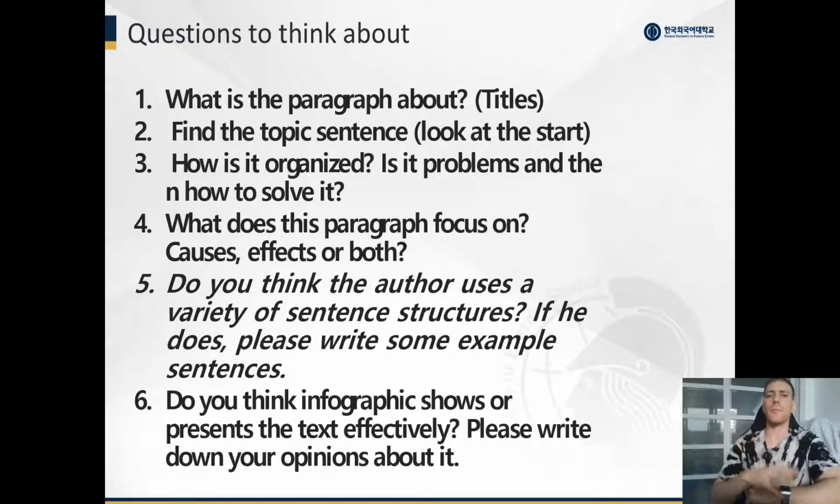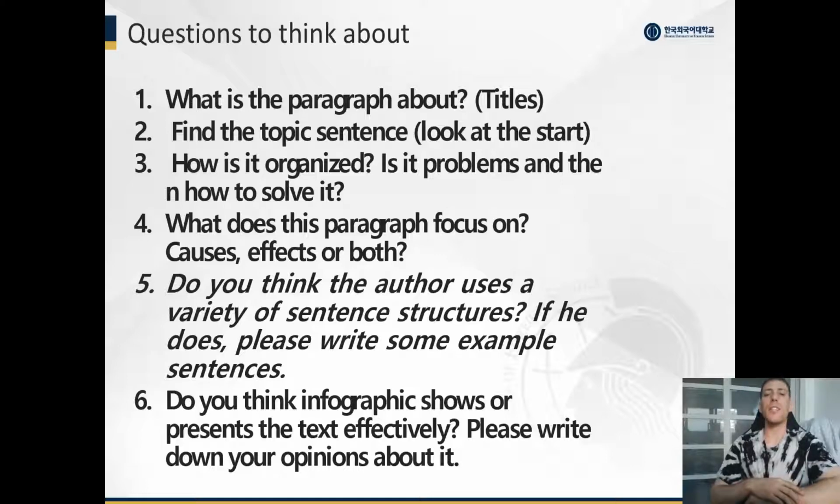Number 5, does the writer or author use a variety of sentence structures? If he does, please write down some examples. Again, this is complex sentences, compound sentences, and obviously they do. So I think number 5 is not important for us today. So don't worry about 5, but if you do, I'll give you some examples of the sentences that use them.